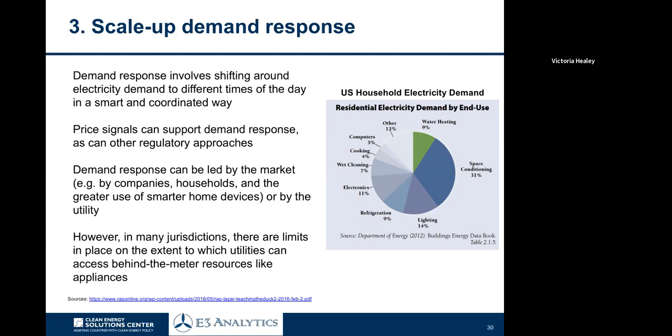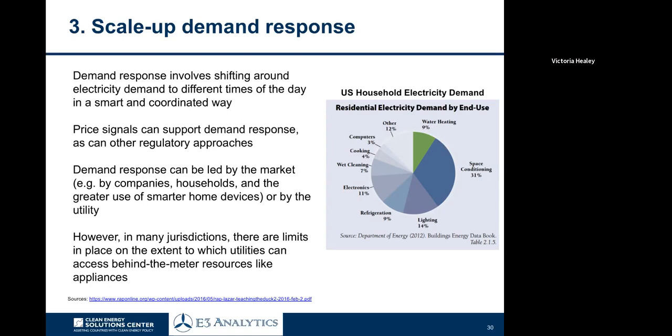But in many jurisdictions, there are limits on the extent to which utilities can access behind the meter resources, like appliances. So utilities don't have control in most cases over your air conditioner and water heater. And many of you may be thinking, well, with good reason, I don't want the utility controlling my water heater or my air conditioning unit. I want to control that.